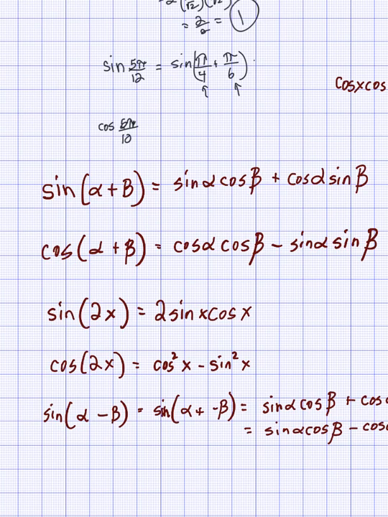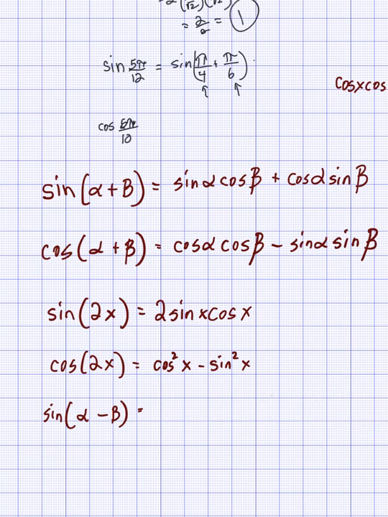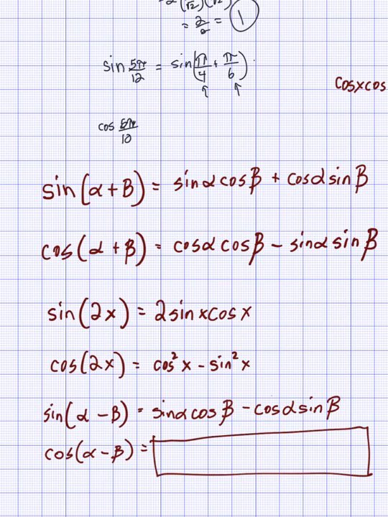Right, so you could just keep deriving from, let's see, let's get this out of here. So that's just going to be sine alpha cos beta minus cos alpha sine beta. And you could do a similar thing for cos of alpha minus beta. I'll let you work that one out. It'll be a nice, interesting thing for you guys to try.